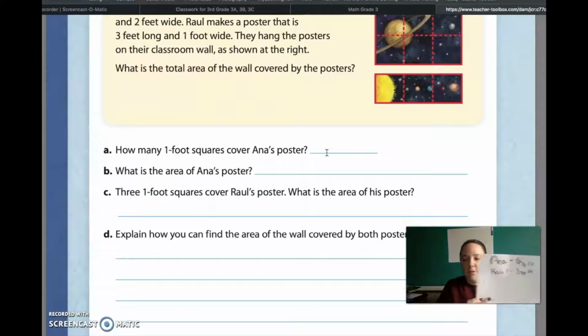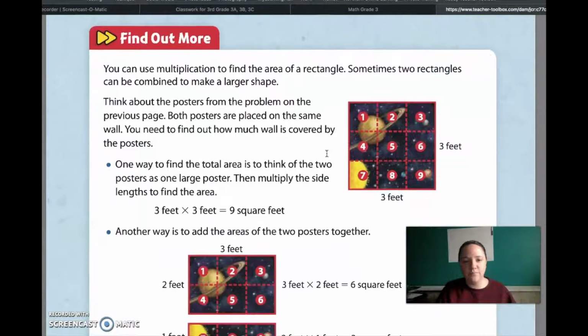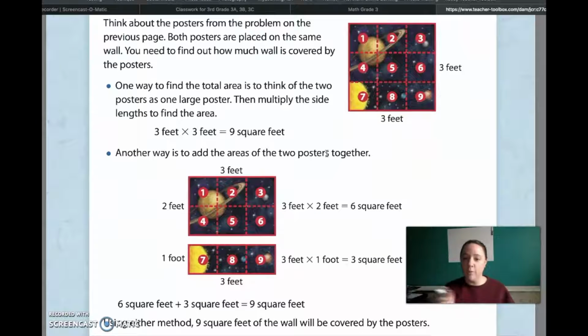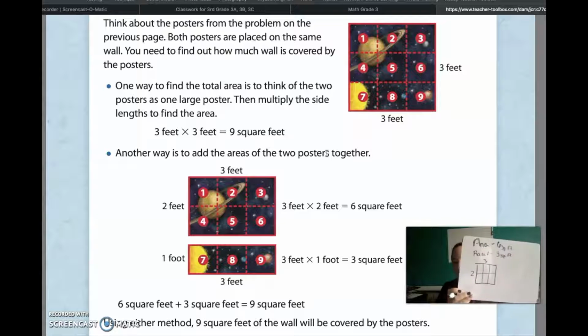Now we need to find, let's see, what does it say? Explain how you can find the area of the wall covered by both posters. Well, we need to combine them to see what we can do. So let's look at the next page. So they took and they put them all together to make one picture on the wall. Now what they did was we knew that Anna had a 3 feet by 2 feet on her wall.